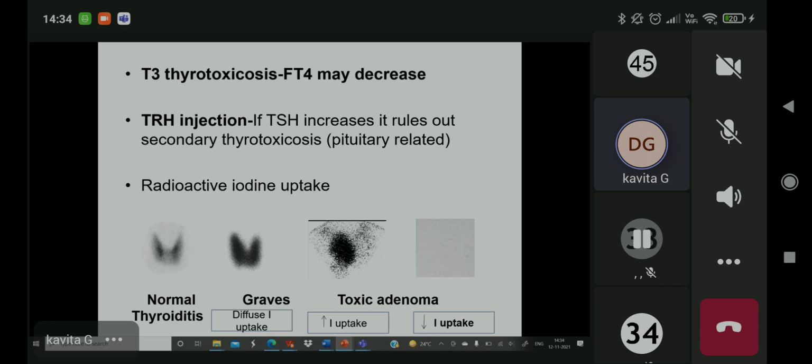This is what you have on the iodine uptake. This is normal, not thyroiditis. This is normal thyroid. This is Graves, where you have an increased uptake diffusely in both the lobes. The uptake is increased. Iodine uptake over here is very much confined to the nodule, and in some cases of toxic adenoma, actually the iodine uptake may not even be there.